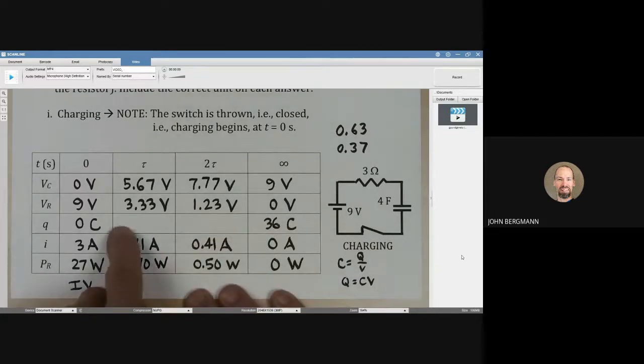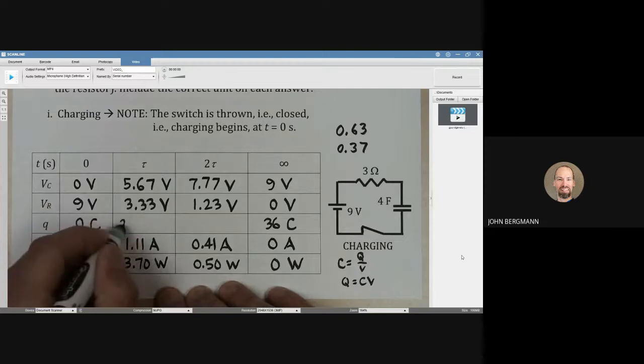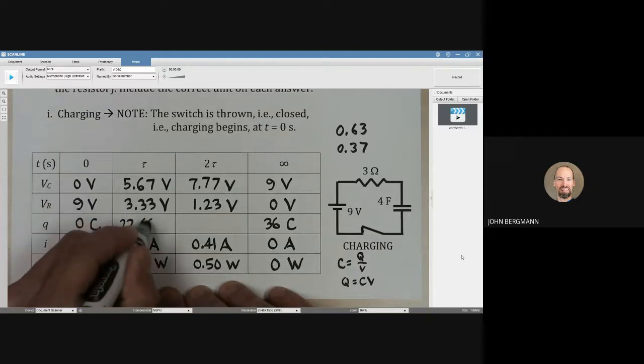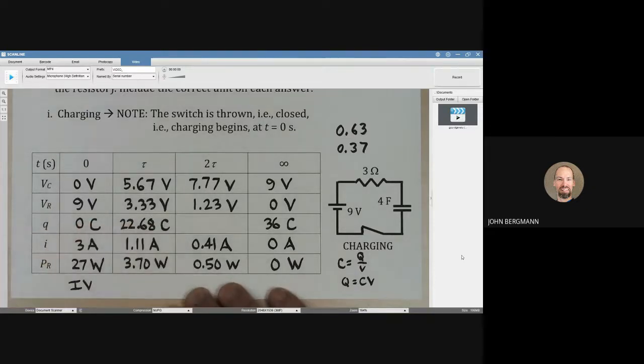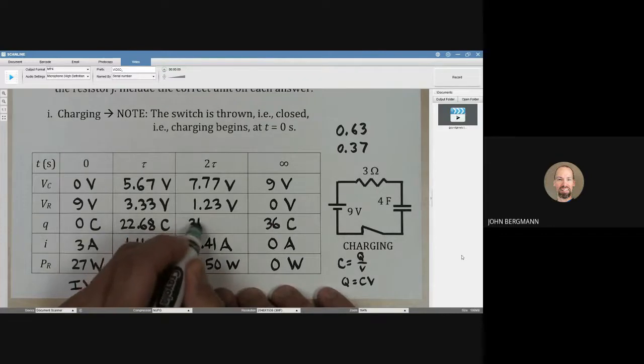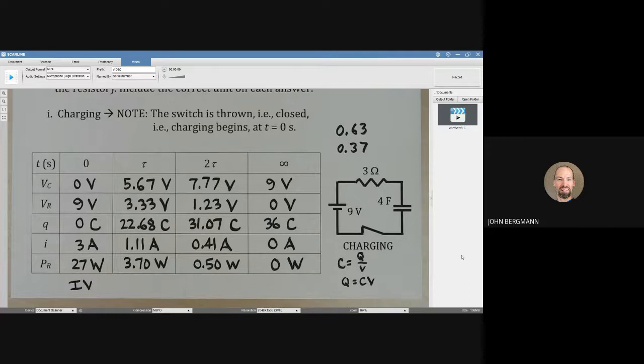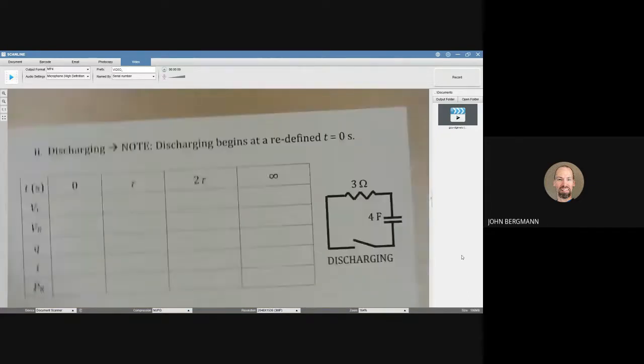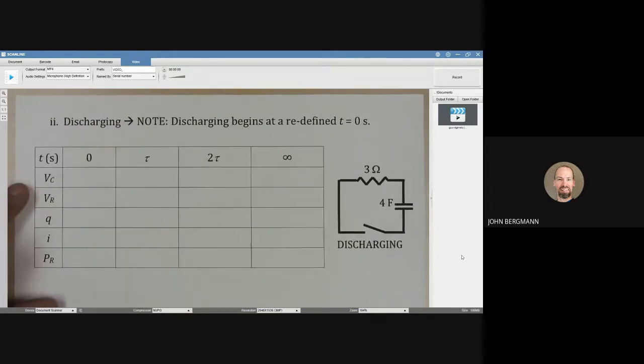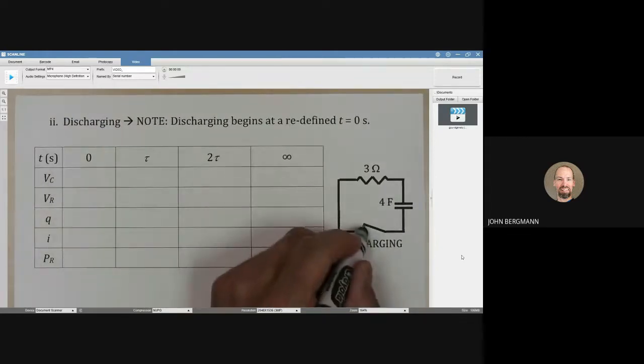And what do we do in between times? We're going to go 63% of the way in the first time constant, which I got to be 22.68 coulombs. Then we're going to go 63% of the way that's left. That brings us up to 31.07 coulombs. Now what we're going to do is we're going to discharge this capacitor. We're going to take the battery out, and we're going to close the circuit.